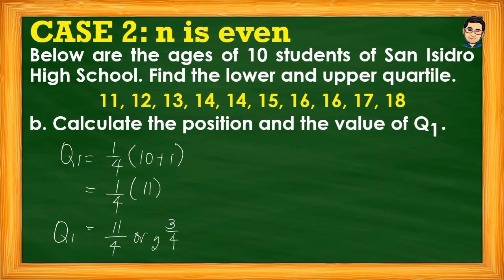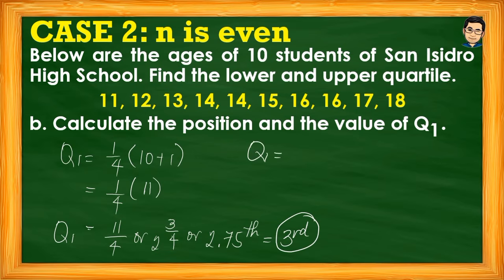So, since we need the answer in decimal form, 2 and 3/4 is equivalent to 2.75. Therefore, the position of quartile 1 is the 2.75 position. Okay, since that is a decimal, we need to round up. Quartile 1, round up. Quartile 3, round down. So the 2.75 position will become the third data. So we're looking for the third data. That is the value of our quartile 1.